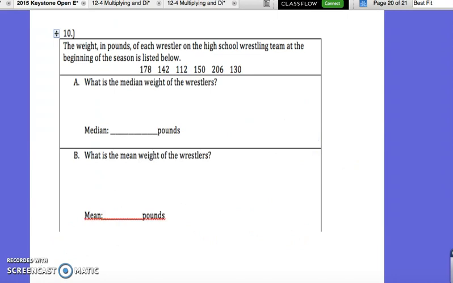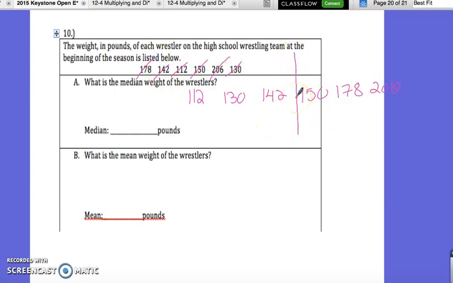The weight in pounds of each wrestler in the high school wrestling team at the beginning of the season is listed below. We needed to find the median. Well, first you need to put them in order. So the first smallest was 112, and then we had 130, followed by 142, 150, 178, and 206. So your median, if there's 6, falls right here.